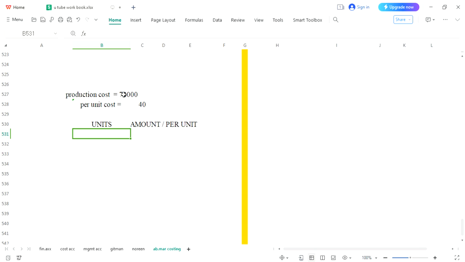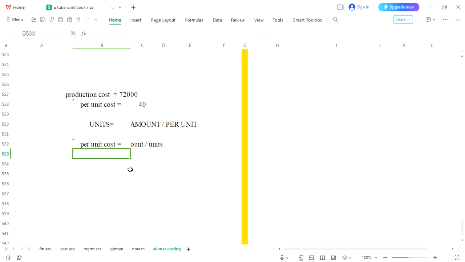So how can you calculate your units? Amount would be divided by per unit cost. And how have we created this formula? As we know, per unit cost is equal to amount, and then it would be divided by units.